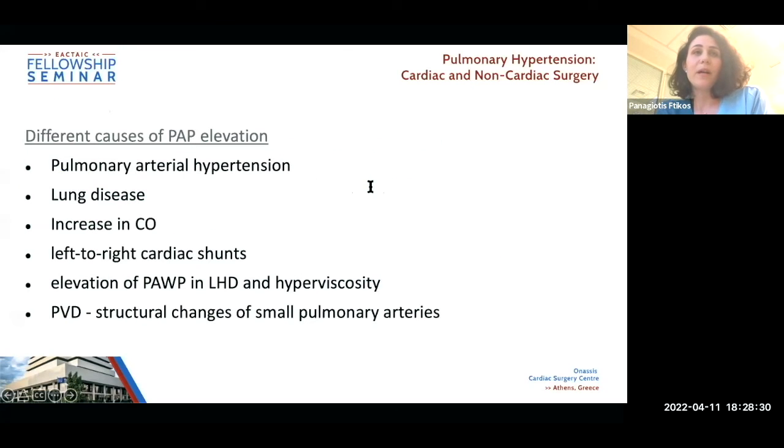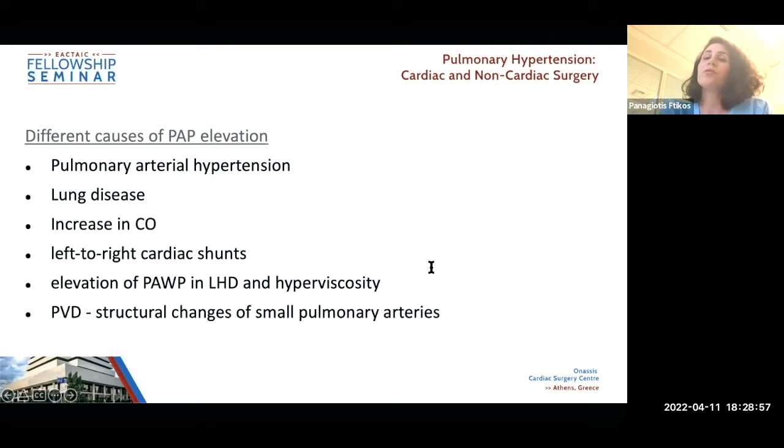But whatever the mean pulmonary artery pressure cutoff value is considered for defining pulmonary hypertension, it is important to say that this value used in isolation cannot characterize a clinical condition or define a pathological process, because as we know, and as you can see, pulmonary artery pressure elevation may have several different causes.